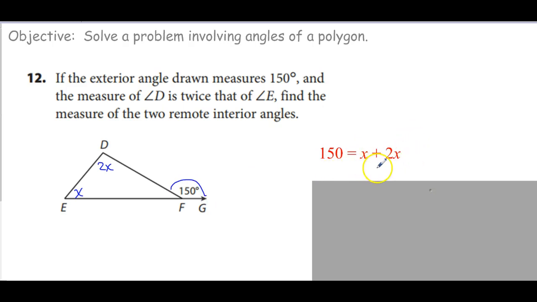So 150 equals 3x, divided by 3, x is 50. So it says find the measure of the two remote interior angles. Okay, so this one is 50, and this one is 2 times 50, which is 100. So the red ones there, that's my solution.